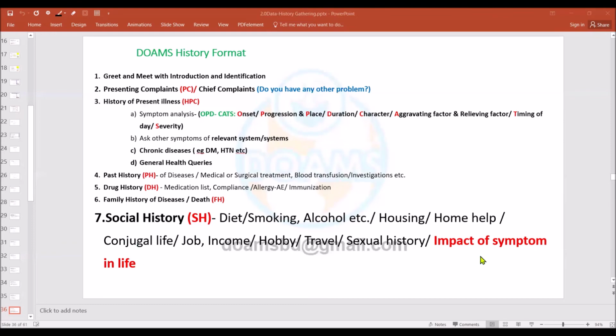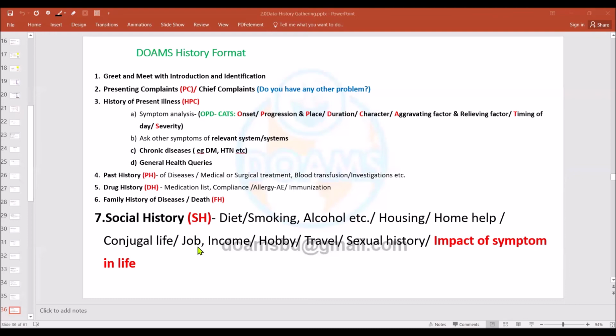Conjugal life is usually relevant with which type of disease? Sexually transmitted disease, STD. Yes. So we are not thinking STD at all here, right? Already we asked about the genital discharge down below. The answer was no. So it is unlikely that there will be any issues in the conjugal life, extramarital relations and others. Better not to ask.